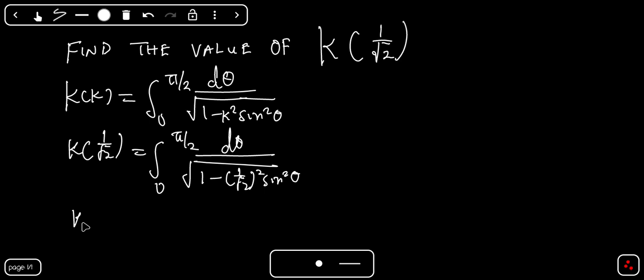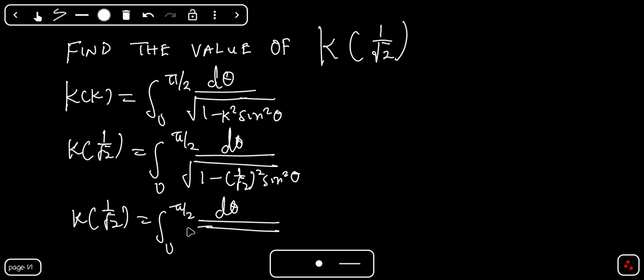Now we're going to have K of 1 over square root of 2 equal to the integral from 0 to pi over 2 of d theta over the square root of 1 minus 1 over 2 sine squared theta. Wow, this is beautiful guys. So let's solve this integral. This is a beautiful integral. So now let's make our substitution.